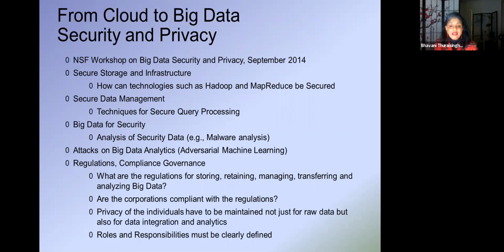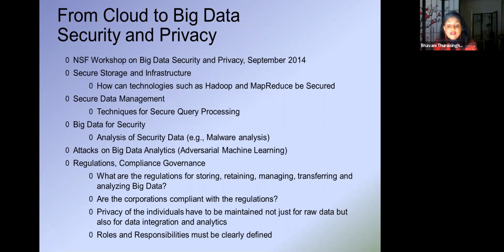And we discussed many aspects: secure storage and infrastructures, how technologies such as Hadoop and MapReduce can be secured, secure data management, techniques for secure query processing. Then we also talked about big data for security. How can we apply all the big data analytics, secure data science for malware analysis? And what about the attacks on big data and analytics, right? That's adversarial machine learning.